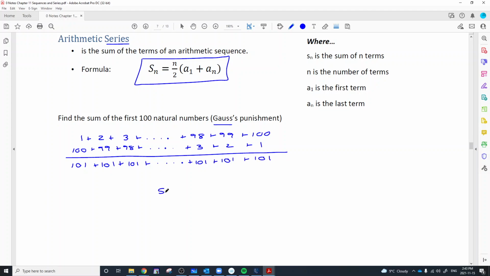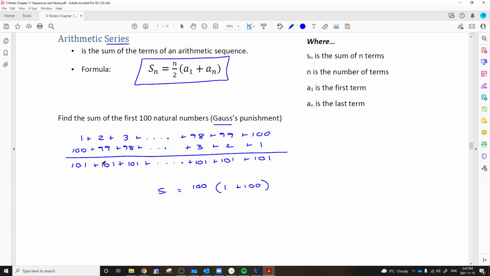So if I'm trying to find the sum of these terms, if I take the first term, which is 1, and I add the last term, which is 100, which in a sense is adding the second term and the second last term, the third term and the third last term, I end up with this constant sum, this 101. So if I just did that, 1 plus 100, I get 101. Well, how many 101s do I get here? Well, there's 1, 2, 3, 4, all the way up to 100. So there's 100 terms. So there's 100 101s.